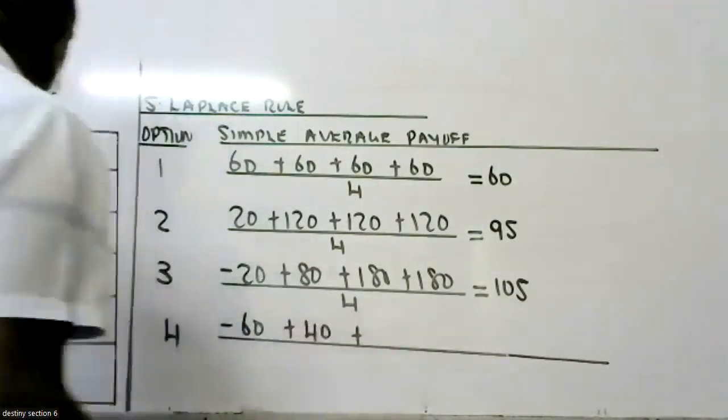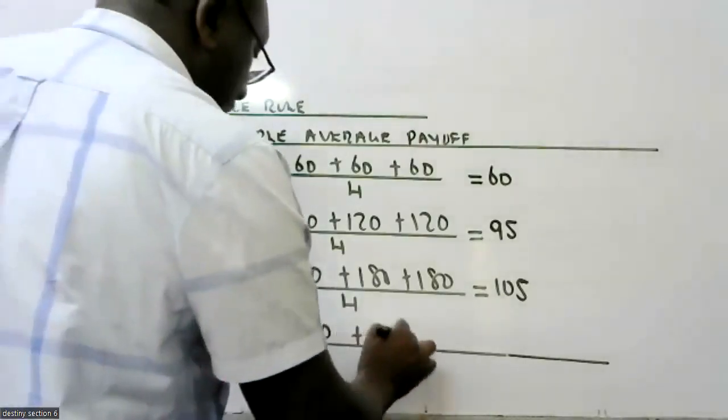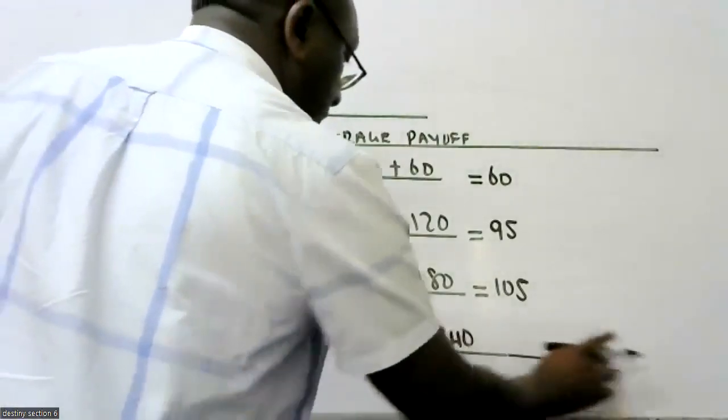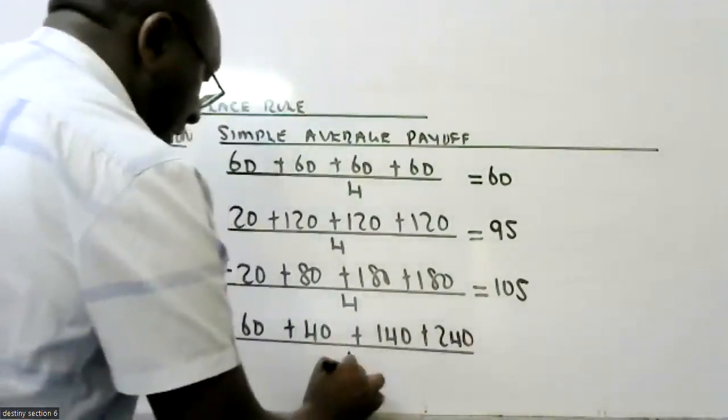Then number 4 is minus 60 plus 40 plus 140 plus 240. You divide by 4.